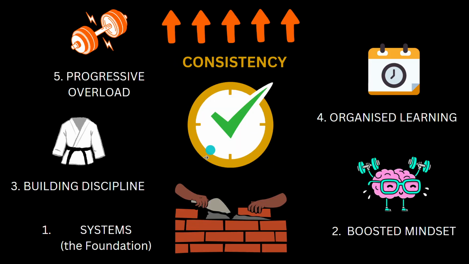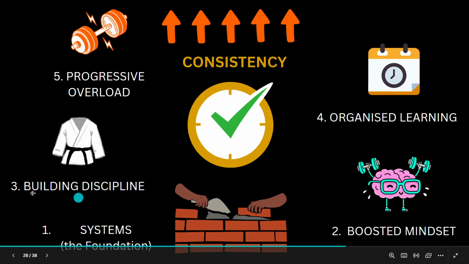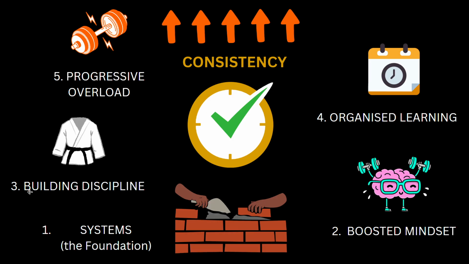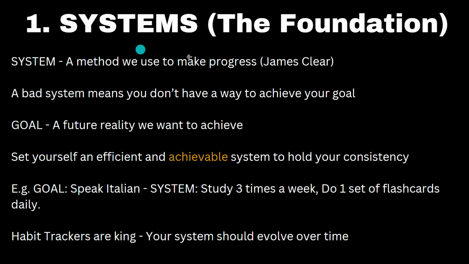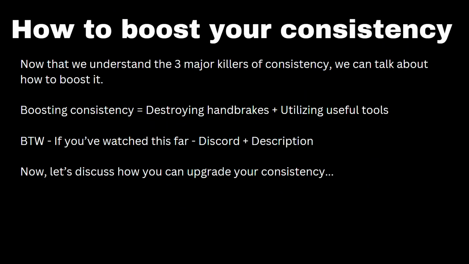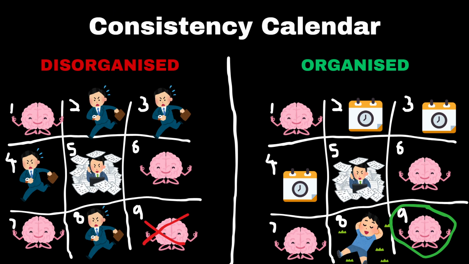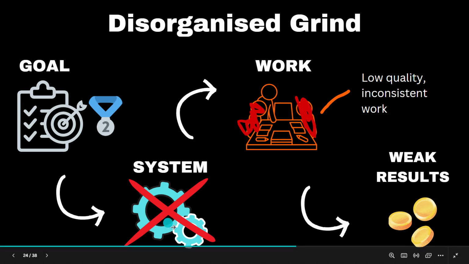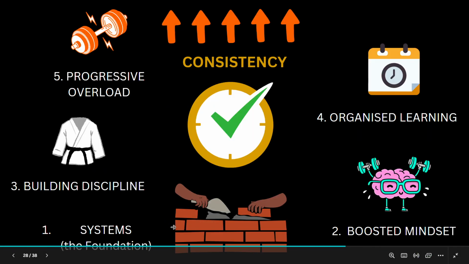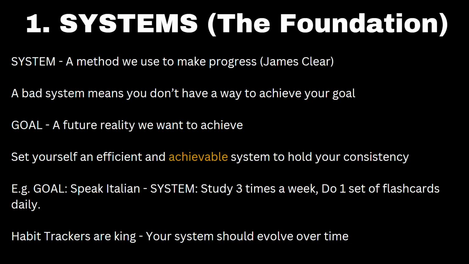There are 5 main things that we're going to do, and this is a picture. If you want to pause it and have a look at it, you can, but I'm just going to go through all of these things. So number 1, systems, the foundation. If you remember from a few minutes ago, which you probably don't because you're using your short-term memory as we've established, I mentioned systems in the organized grind. Systems are basically, if you've heard of the book Atomic Habits by James Clear, you'll probably know a little bit about systems, but a system is basically a method you use to make progress or achieve a goal.